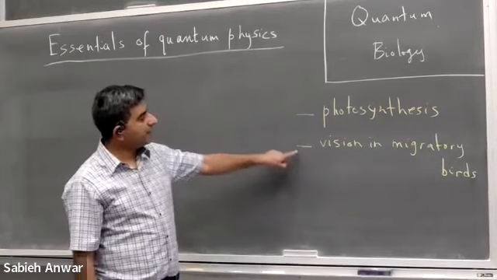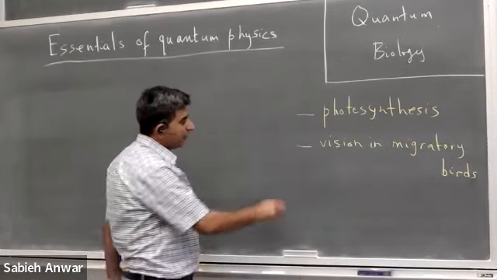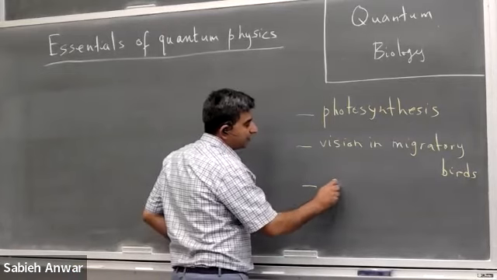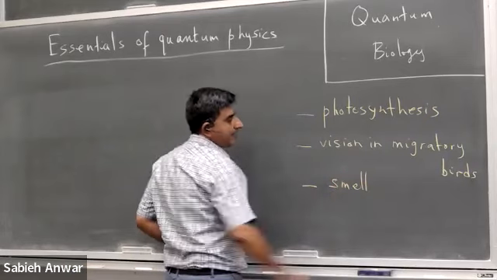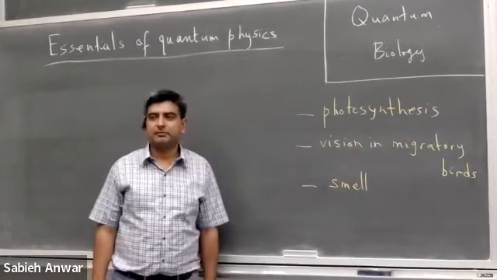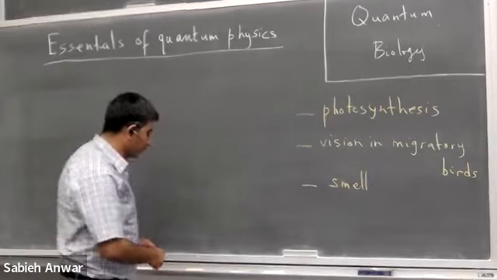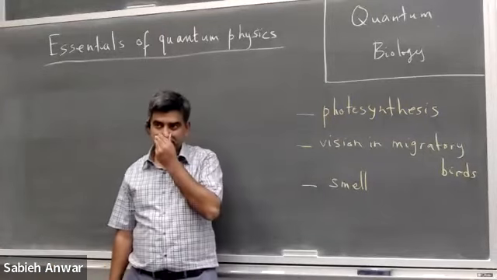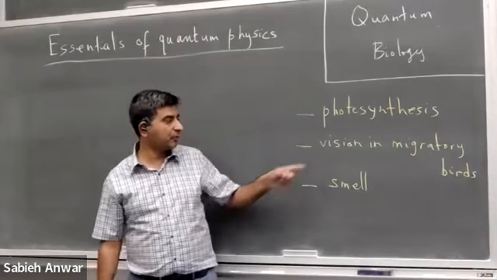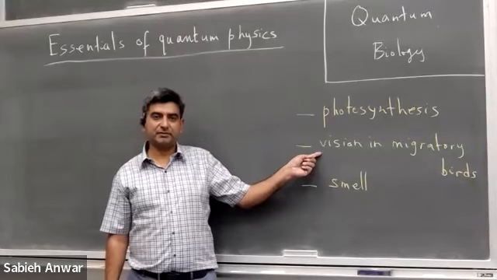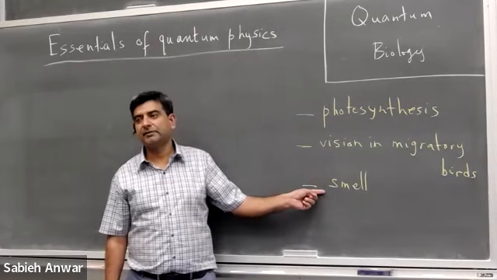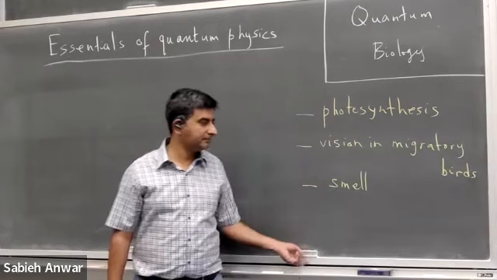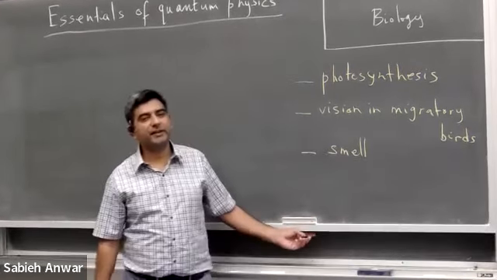So we're going to look at vision in migratory birds, and we're also going to delve for some amount of time into the sense of smell. All right, and we'll see how quantum mechanics is able to describe smell. So we look at two kinds of senses. One is a visual sensation. The other is a smell sensation. An olfactory sensation, yes.